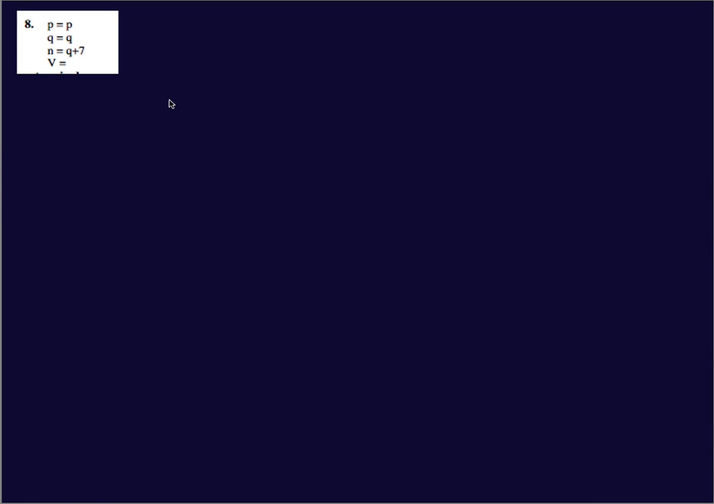Class, this is an example of how to do number 8 on exercise 2.2 part B. In these problems, we're trying to write an equation in terms of the total dollar value, which we're calling V. So in this particular one, we look over here at what's given. We see we have P, Q, and N, and then those are set to some other variables. And we'll go over those in a sec.